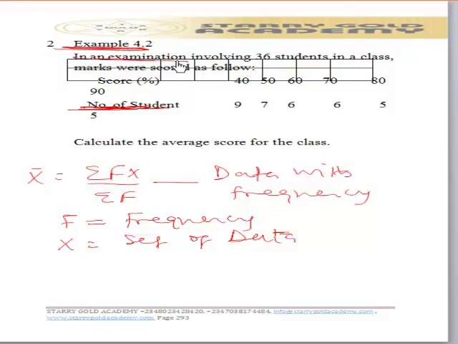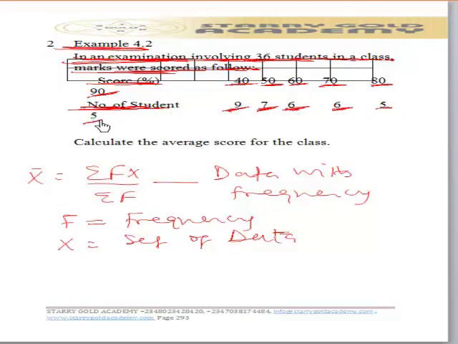In an examination involving 36 students in a class, marks were scored as follows. We have the score in percentage, and they include 40, 50, 60, 70, 80, and 90. On the other hand, we have the following number of students taking the respective scores: 9, 7, 6, 6, 5, and 5.